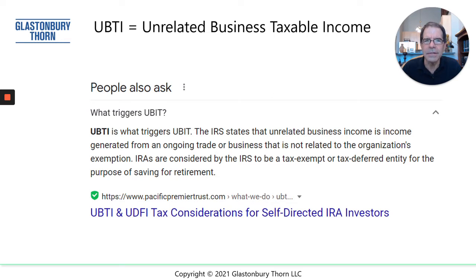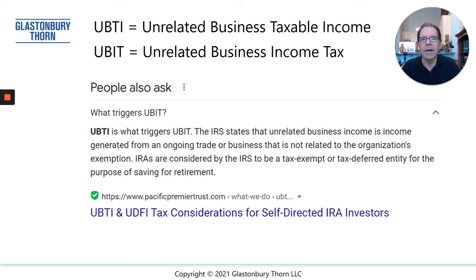Unrelated business taxable income. Remember, we're talking about a retirement plan that's supposed to be tax-free. And all of a sudden, we're talking about unrelated business taxable income. And UBIT, of course, is unrelated business income tax. It's the tax on that taxable income.